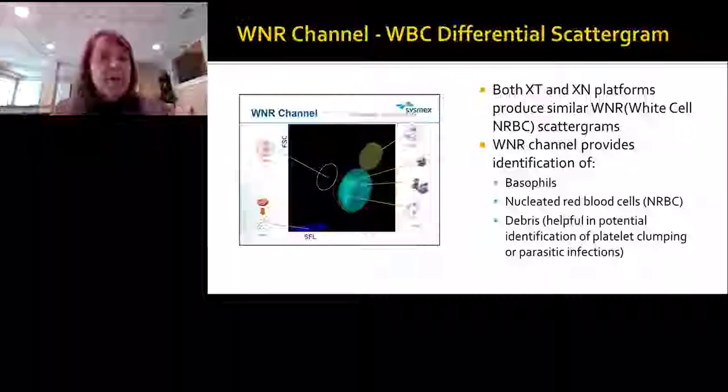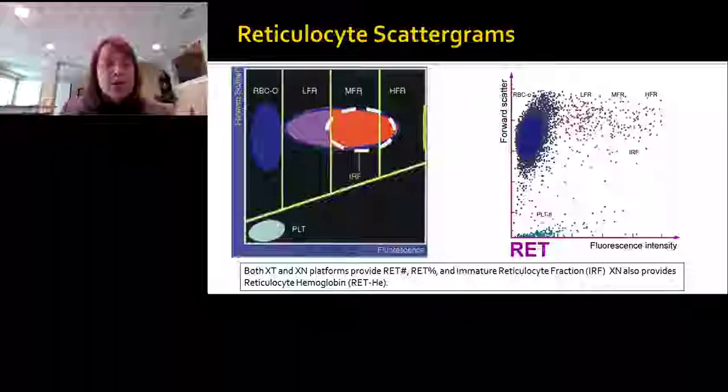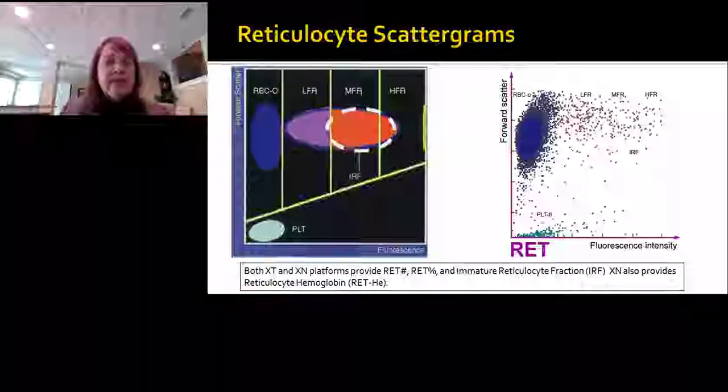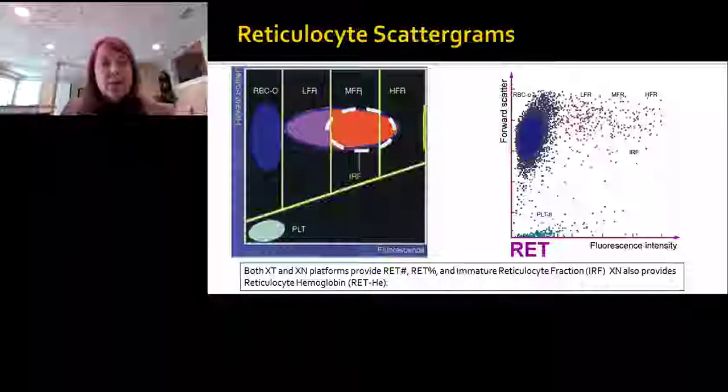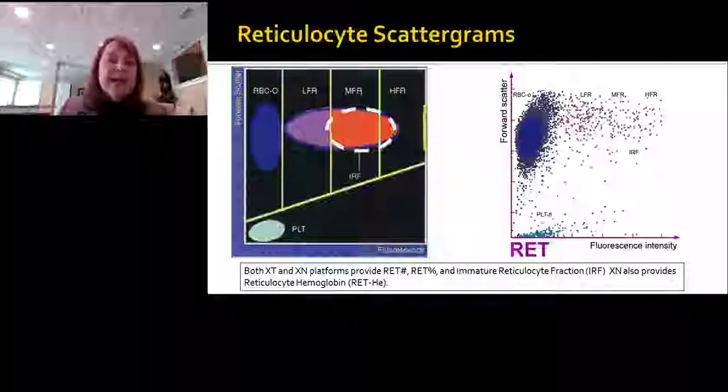So a couple of other scattergrams that Sysmex provides for us is a reticulocyte scattergram. Reticulocytes, we recognize, are red blood cells that have been released from the bone marrow and still retain RNA, but no longer retain a nucleus. As such, we can stain that RNA, and as shown on the image on the right, we can determine populations of reticulocytes that have low fluorescence, LFR, moderate fluorescence, MFR, or high fluorescence, HFR. This indicates the amount of RNA remaining in the cell.